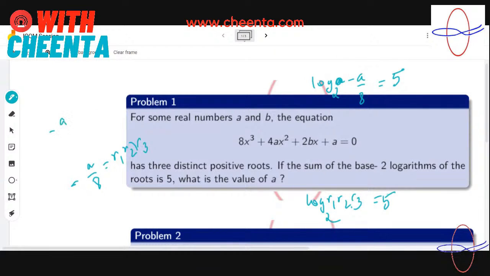So therefore what do we get? Now if you take 2 to the power of this, that is 2 to the power log of this, the left hand side turns out to be minus a by 8 is equal to 2 to the power 5. Therefore we get that a is equal to minus 2 to the power 8. That is equal to 256. Minus 256. That's it. Okay, guys?